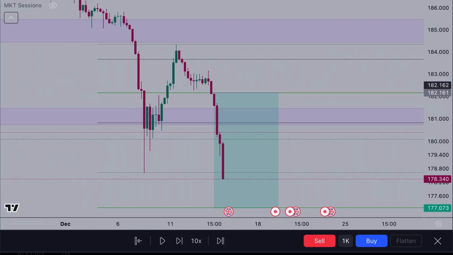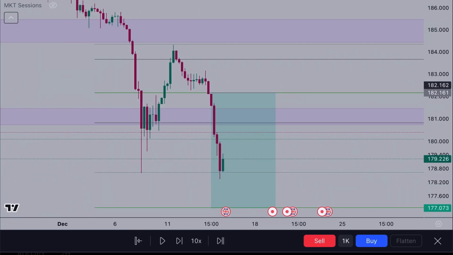So as we can see right here, price came all the way down to the 100 level, even going lower than the 100 level. Normally, my TP will be just all the way here at the negative 27. But in this case, I already took some profits on the 100 level.